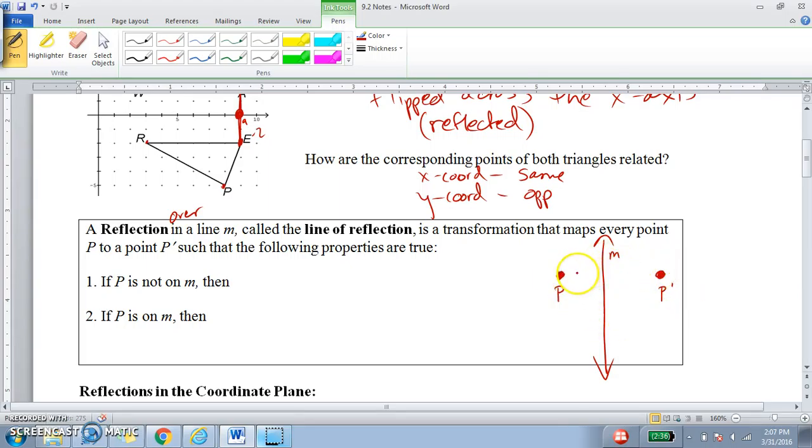So P prime would be here if I reflect this over that line M, such that the following properties are true. If this is a reflection, then if P is not on M, if it's not on the line, which it's not here, then the distance between these 2 points and the line is going to be the same. So we can say P and P prime are equidistant. We learned that word a long time ago. It means the same distance away, equidistant to line M. If P is on the line, it's on M, then if I try to reflect it over the line, it just doesn't go anywhere. So P prime would be in the exact same spot. So P would equal P prime.